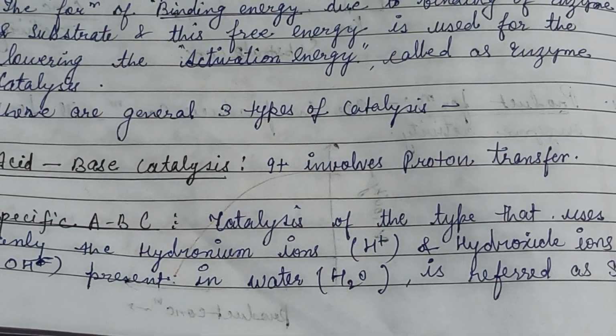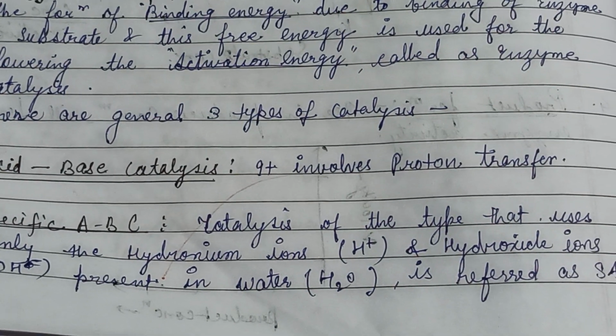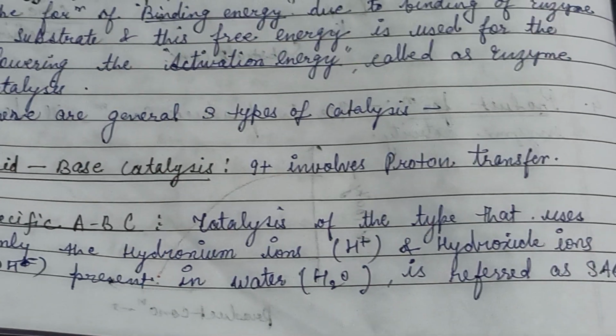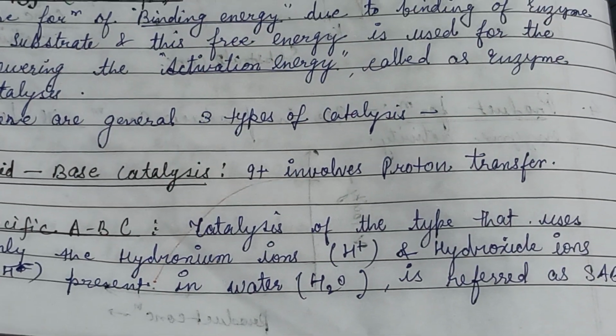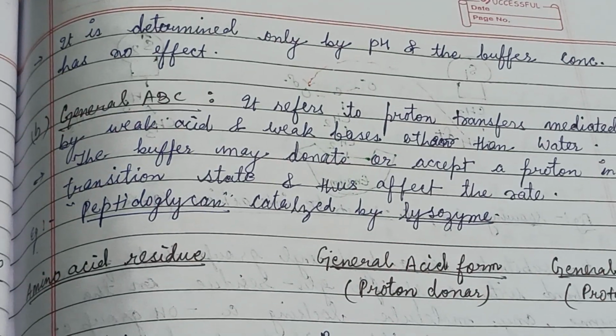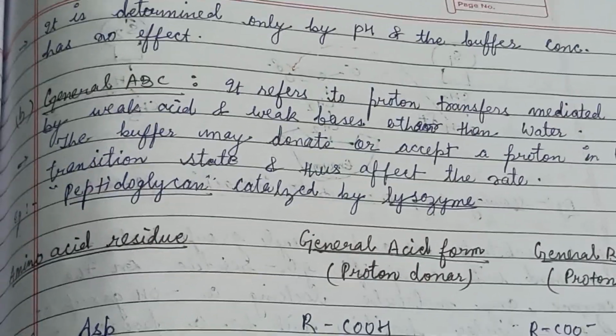Acid-base catalysis involves specific and the general acid-base catalysis. Specific catalysis is a type of catalysis that uses only the hydronium ions and the hydroxide ions present in water, and is referred to as specific acid-base catalysis. And general acid-base catalysis uses the weak acid and the weak base other than the water.